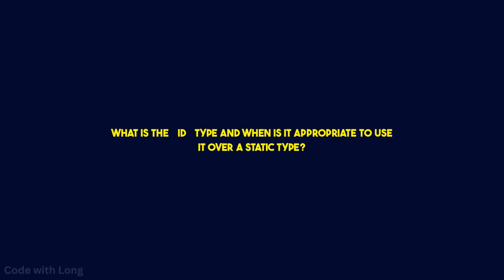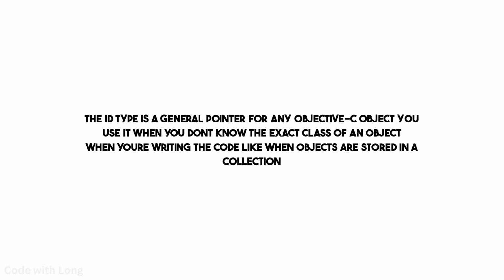What is the id type, and when is it appropriate to use it over a static type? The id type is a general pointer for any Objective-C object. You use it when you don't know the exact class of an object when you're writing the code, like when objects are stored in a collection.